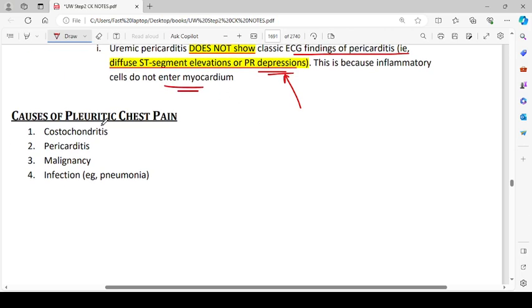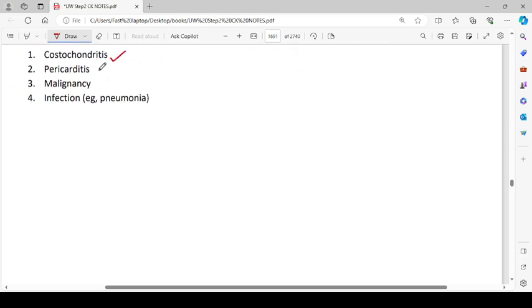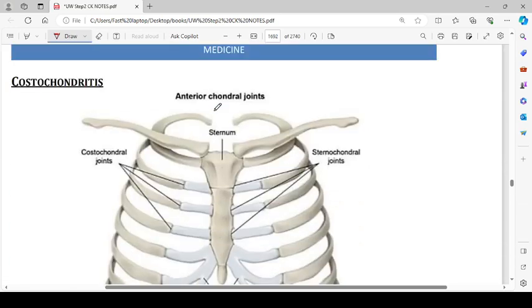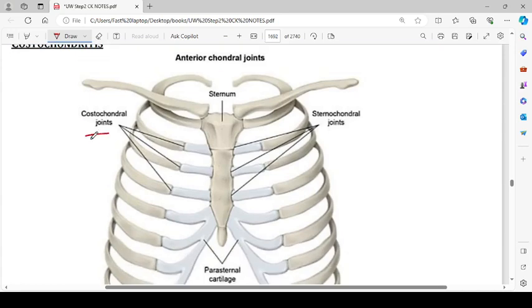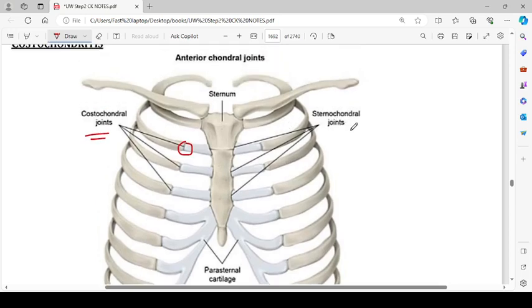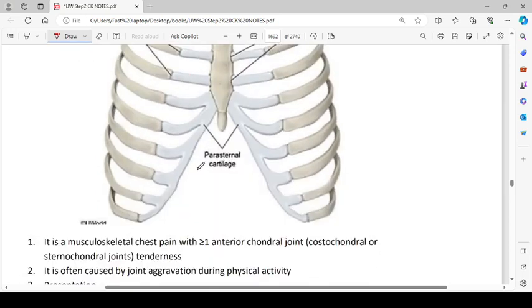Okay. So, causes of pleuritic chest pain. The pleuritic chest pain can be caused by costochondritis, pericarditis, malignancy, and infection, for example, pneumonia. Costochondritis: these are the costochondral junctions, and if there is some inflammation over here, that can lead to costochondritis, I guess. Sternochondral joint, this is the sternum and the parasternal cartilage.